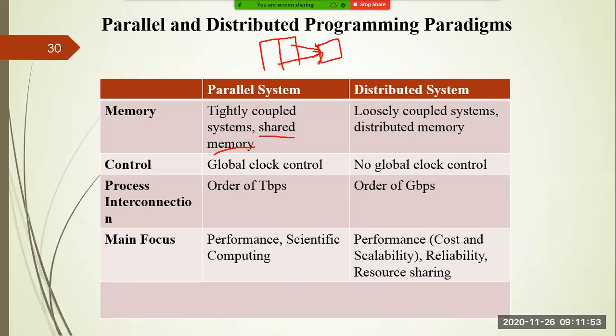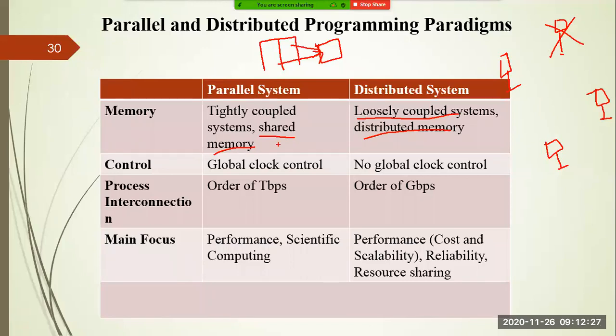But whenever we come to the distributed system, they are present in various places. As they are present in various places, they are a loosely coupled system. What do you mean by loosely coupled system? Loosely coupled system means if a system is crashed, then it will not affect other systems. So in this case, they have distributed memory instead of shared memory. This is the comparison of parallel system with the distributed system in context of memory.